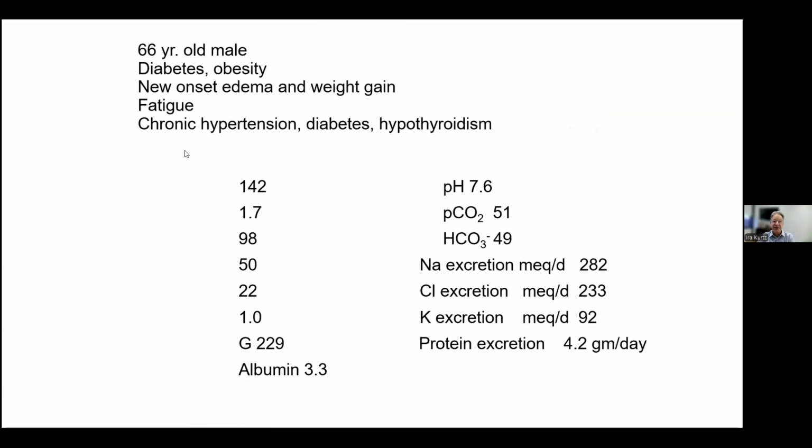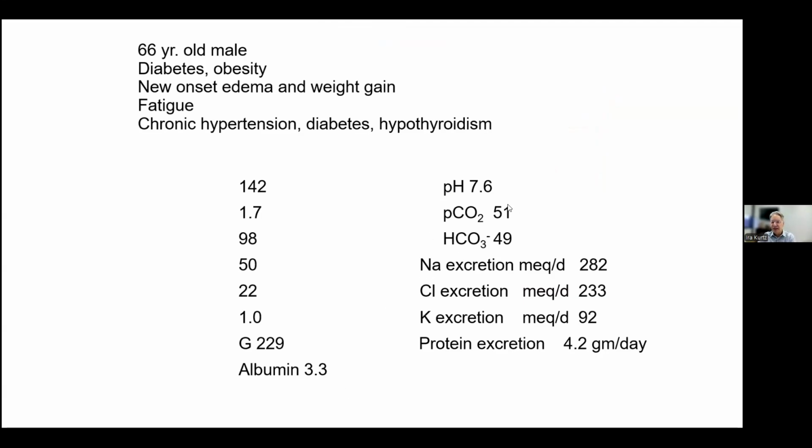So interesting case. Remember, metabolic alkalosis that occurs during pregnancy and is transient. So here's another case, a 66-year-old male, diabetic, obese, who had new onset edema and fatigue with chronic hypertension, diabetes, and hypothyroidism, significant hypokalemia, elevated BUN and creatinine, elevated blood sugar, slightly low albumin.